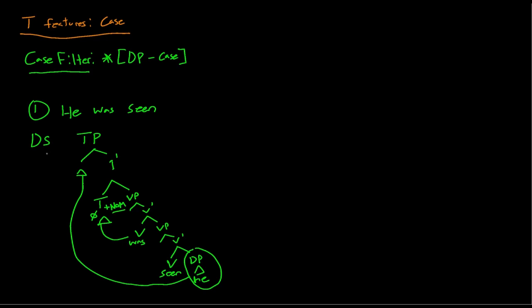So this D structure, after these two transformations, yields a surface structure that looks like, let's change colors here, our surface structure would look like he, which is in the specifier of TP, he, which is now nominative, and we have our tense node, which is hosting was, so T plus was, and finally our verb phrase, seen, with a trace that's co-indexed with the pronoun.